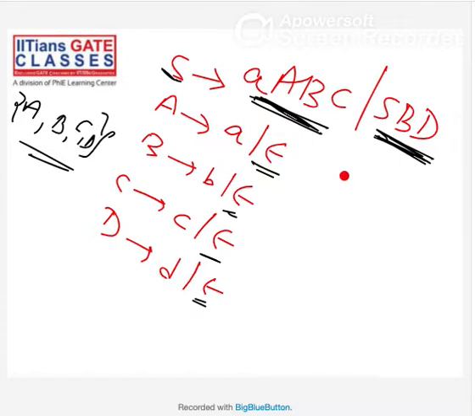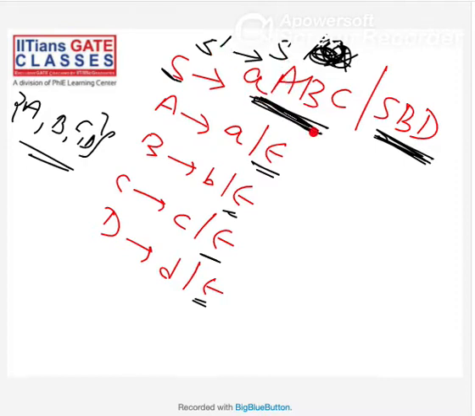Once you have found the nullable symbols, now you can very easily do this. First of all you will add a new variable S dash goes to S. Remember, you don't have to add the epsilon production because S is not nullable. This epsilon production we add only when S is nullable. So we will get S dash goes to S.